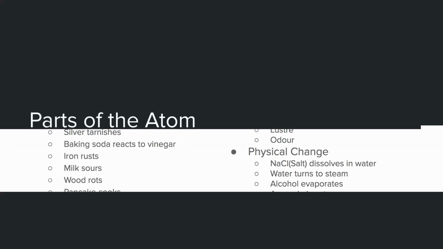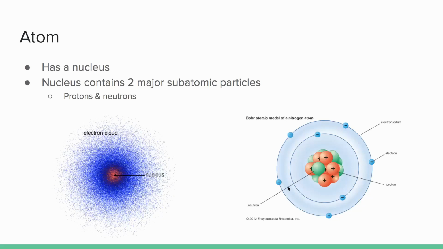All right, moving on to the lesson itself and not the review. Parts of the atom. First off, the first main part of the atom is the nucleus, which contains two major subatomic particles, which you will learn about more on the next slide. The two major subatomic particles in the center of the atom are protons, which are these things, and neutrons, these things.